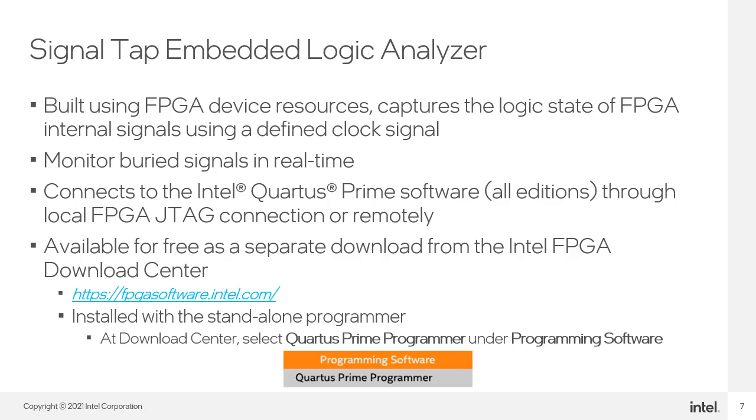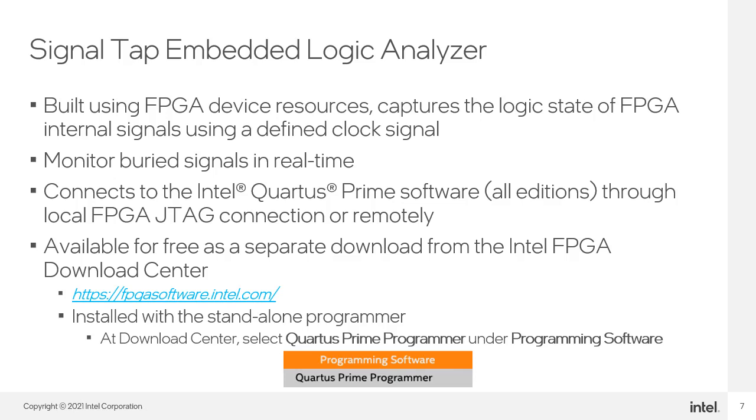This is done on the rising edge of a specified sampling clock. SignalTap gives you the unique ability to monitor deeply buried design signals in real time during normal system operation. You're able to control and view captured data on the fly through a standard JTAG connection, typically used for programming the device, or, in some cases, remotely over a network.